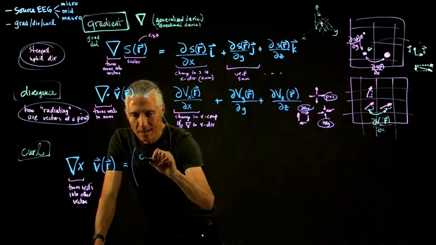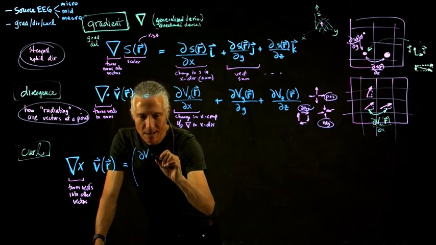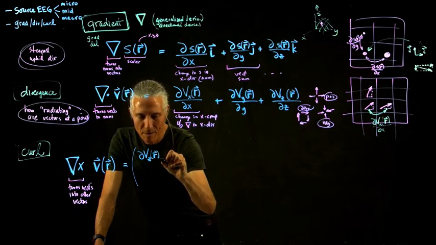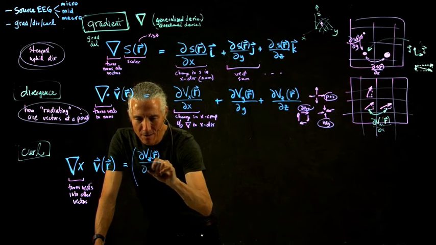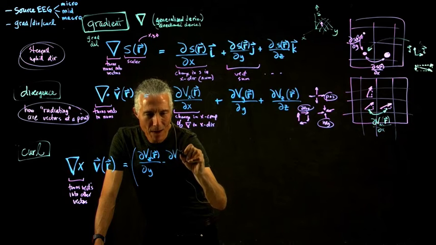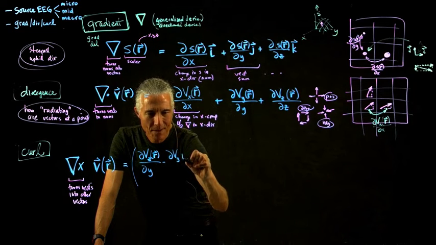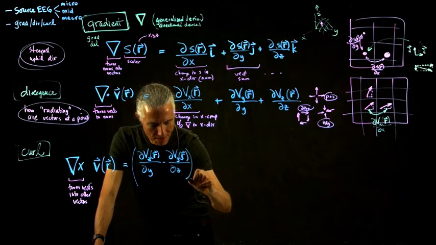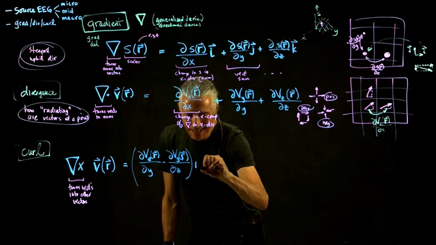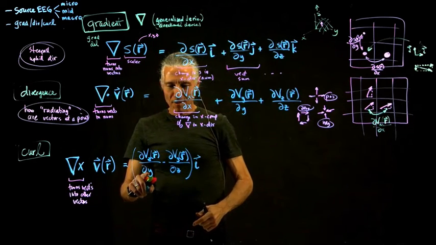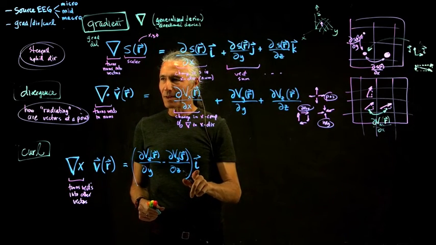So basically it's the change in the z component of the vector at a point when you move in the y direction, minus the change in the y component when you move in the z direction, all multiplied by the x direction. So you can see we've mixed up z, y, and then this is the unit vector in the x direction.